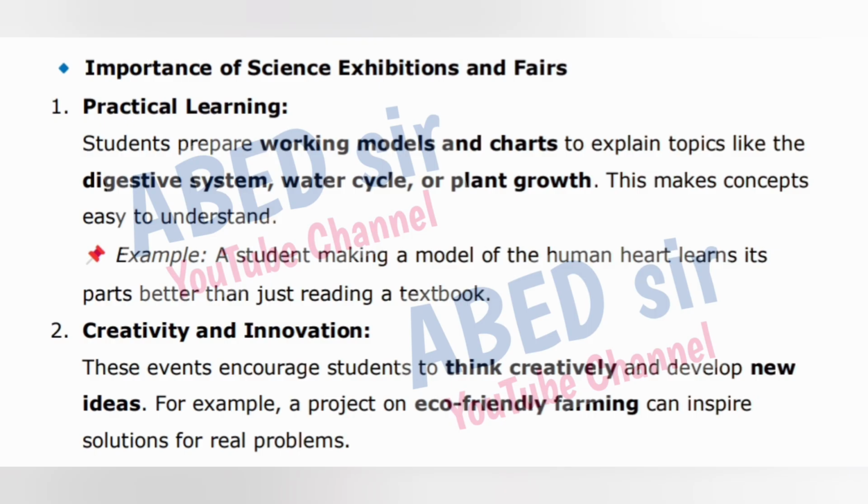1. Practical learning. Students prepare working models and charts to explain topics like the digestive system, water cycle, or plant growth. This makes concepts easy to understand. Example, a student making a model of the human heart learns its parts better than just reading a textbook. 2. Creativity and innovation. These events encourage students to think creatively and develop new ideas. For example, a project on eco-friendly farming can inspire solutions for real problems.